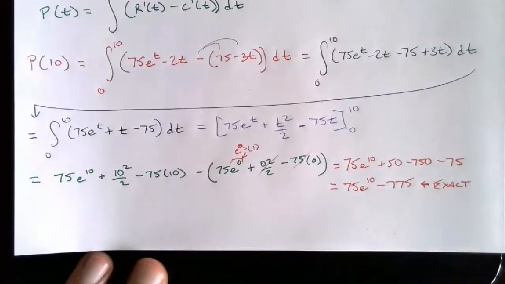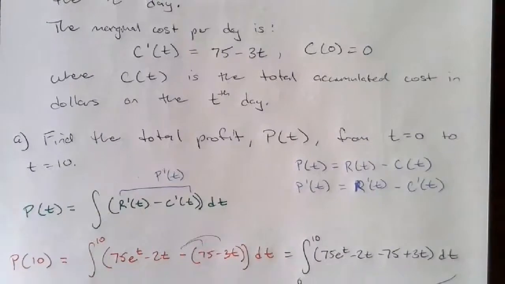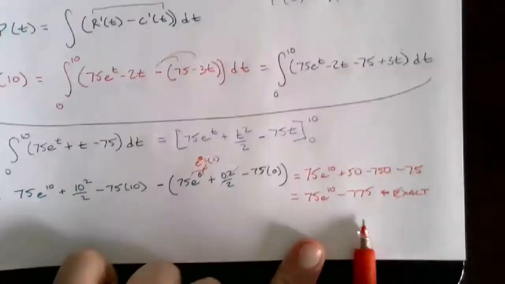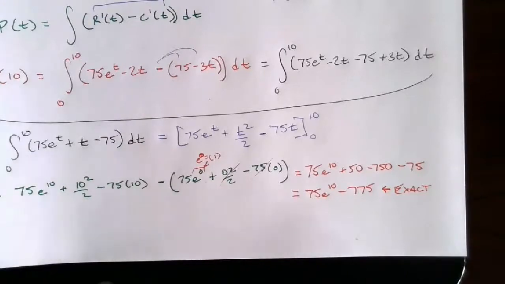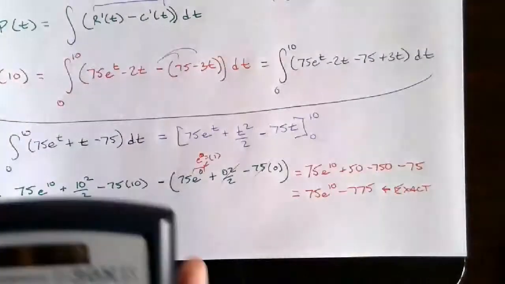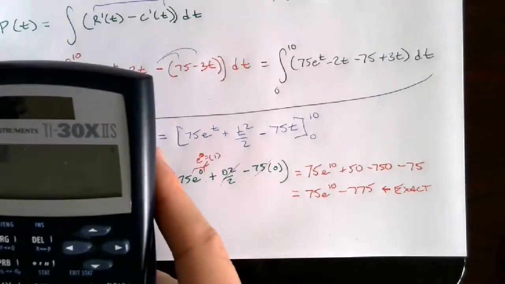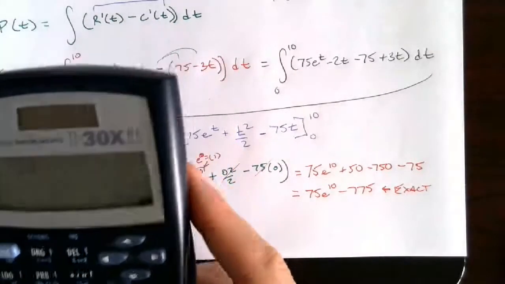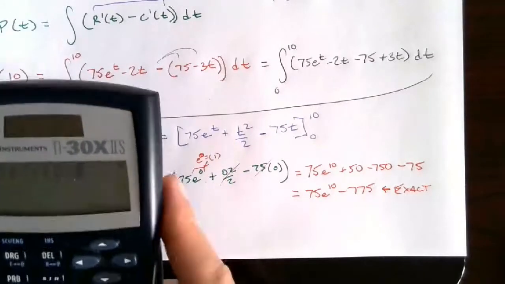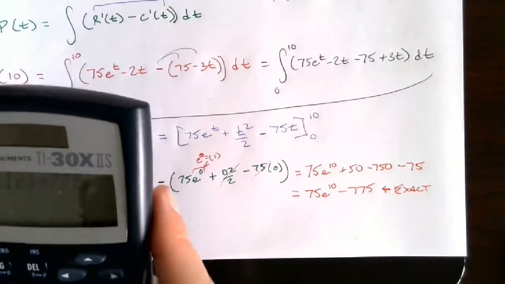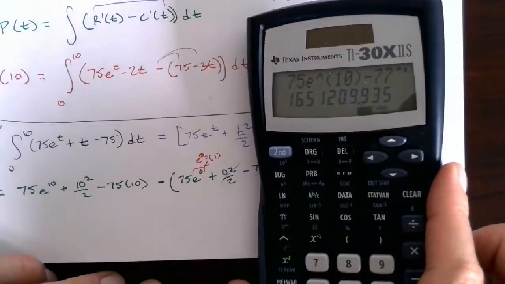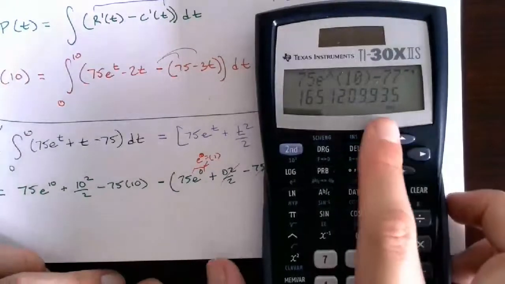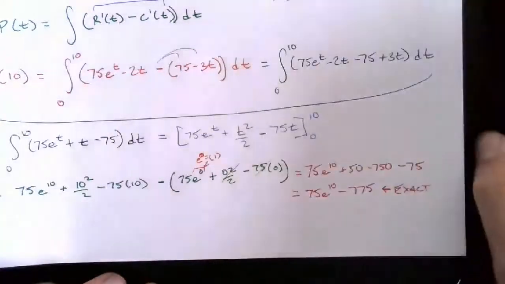But let's talk about the context of the problem. The problem itself is asking me for the total profit from day 0 to day 10. This is kind of an ugly form to talk about profit in. So let's give the approximation in terms of money. You could type this in your calculator. It'd be 75 times e to the 10th power, and then subtract 775 from that, and end up with this number here, which is a big number. It looks like we got $1,651,209.93, and there's a 5, so 94 cents.